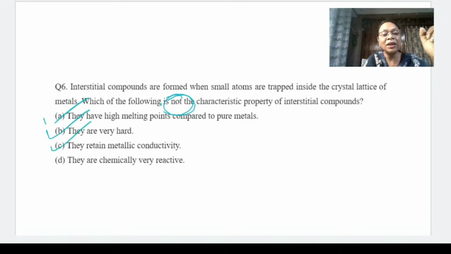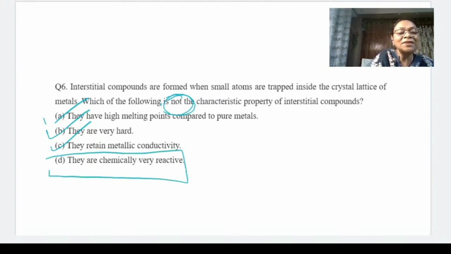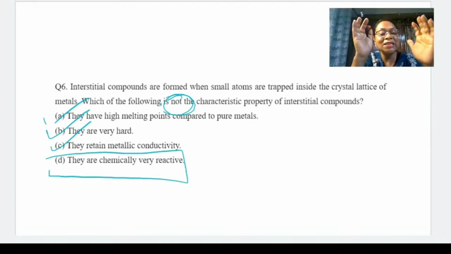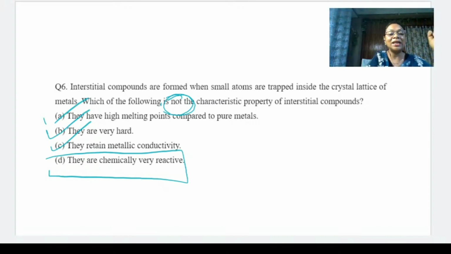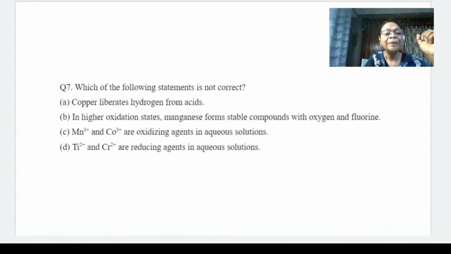Yes, correct. They are chemically reactive. It has to be either reactive or unreactive. So the correct option is they are chemically reactive, because they have trapped some atoms inside their lattice. So it is D if you have correctly guessed. Very good. Let's go to the next one.